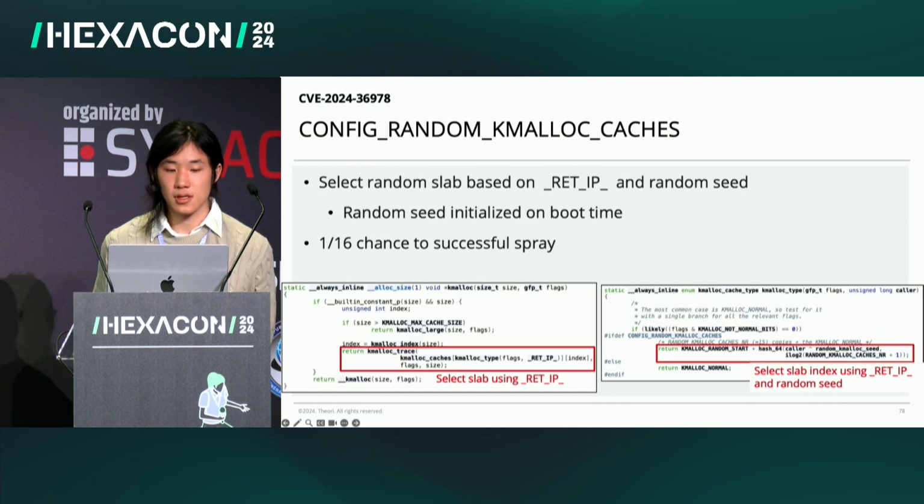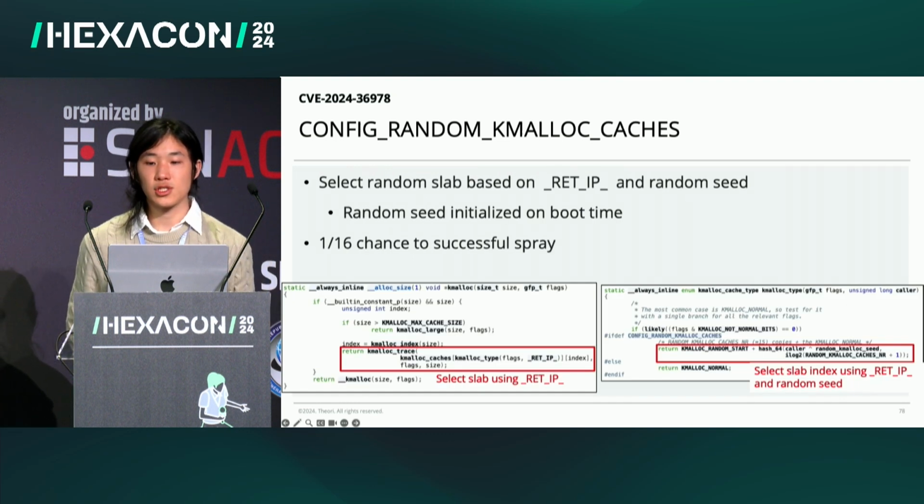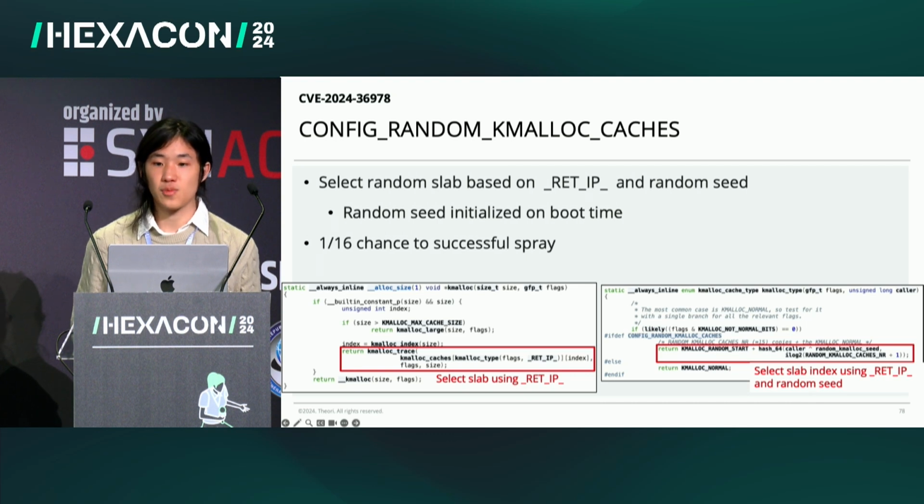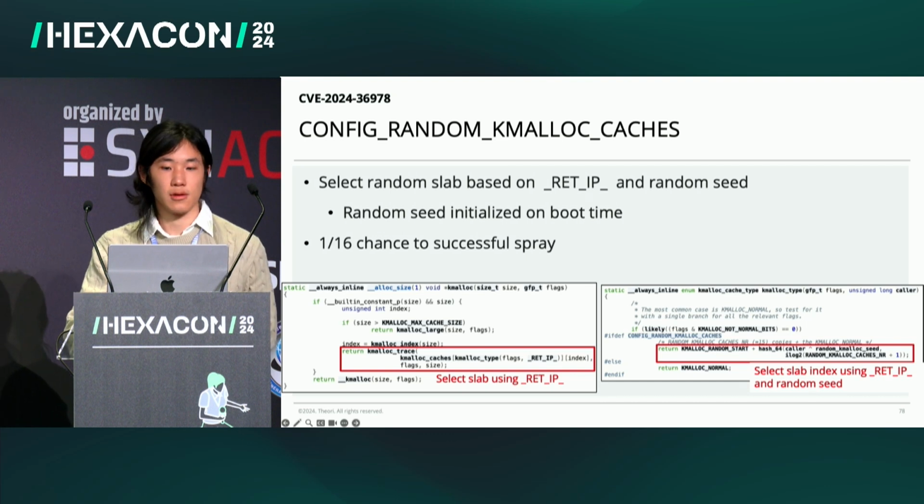Let's see from the code. If you see the code, you can check that the index is determined from the return IP and a hash value. So it is hard to spray successfully. The probability is 1/16. Then how can we bypass this mitigation?